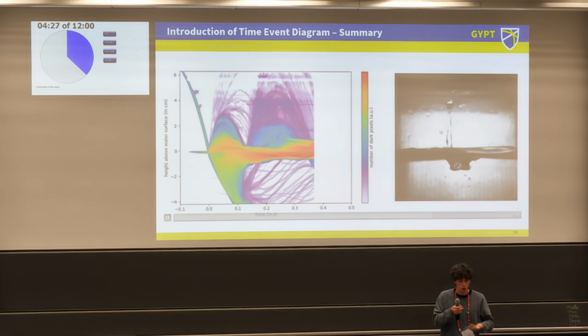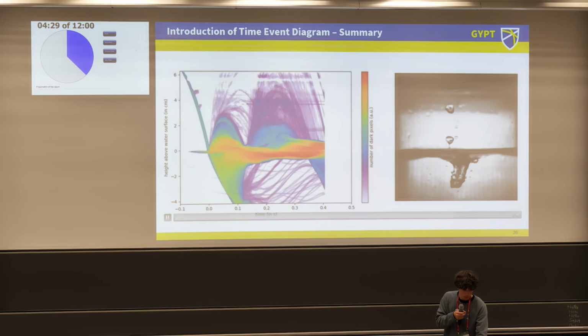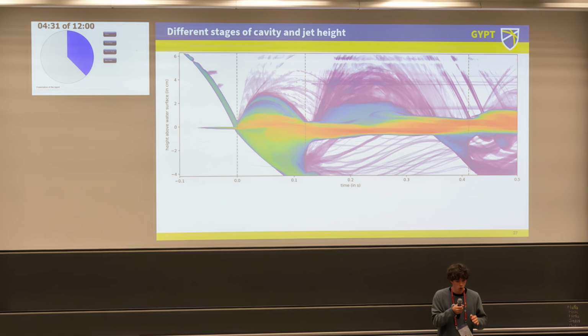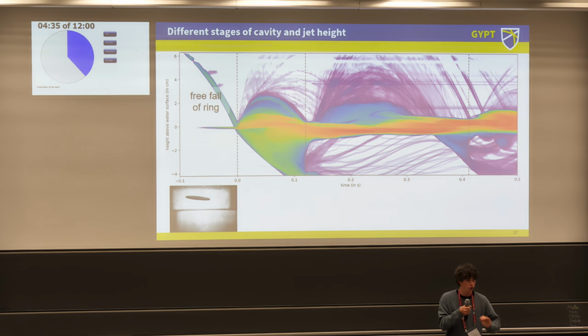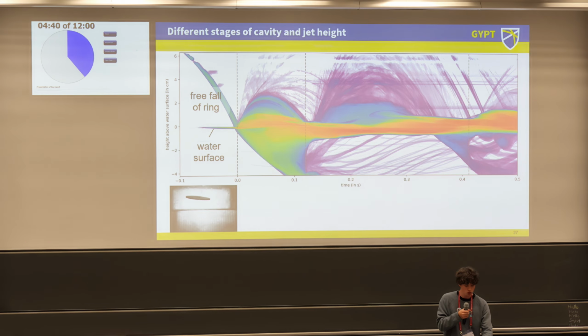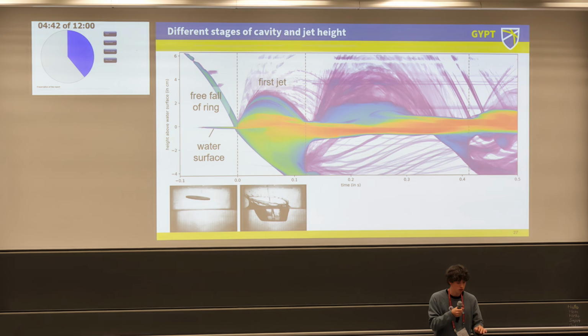So, now let's take a look at what's actually happening here. Taking a look at this plot, we can see every relevant phenomenon happening. In the beginning, we have the free fall of the wing until the water surface. As soon as it then reaches the water surface, a high jet is induced, which then breaks into droplets.